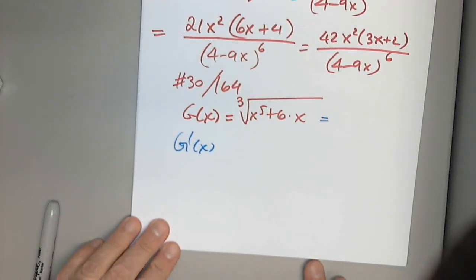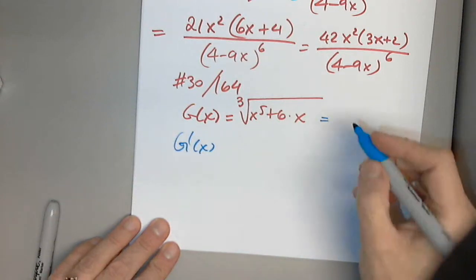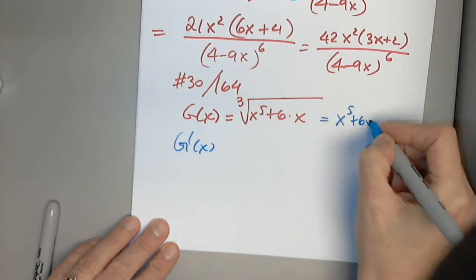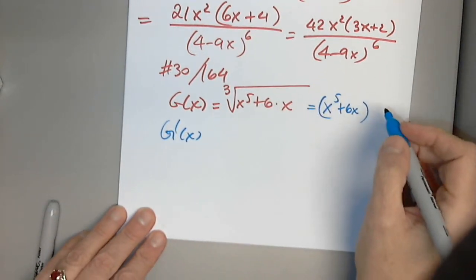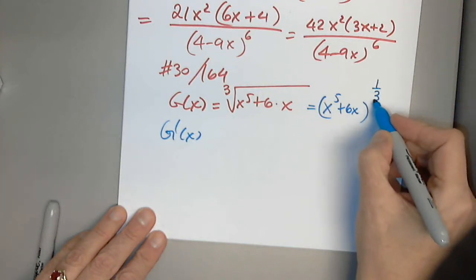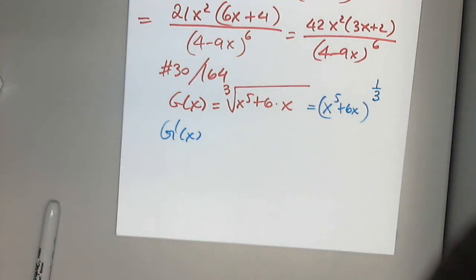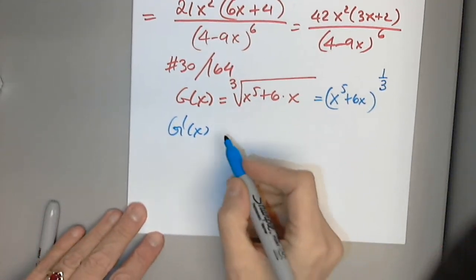Will I differentiate like this? No, because I don't have a formula in my head for the cube root. But I would write x to the 5th plus 6x, everything to which power? 1/3. Excellent. This is what I want to differentiate. I will bring 1/3 in front. I will subtract 1 from the power and differentiate the inside. And leave it alone. There is nothing else I can do here.